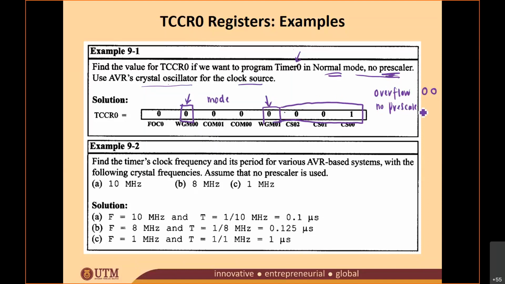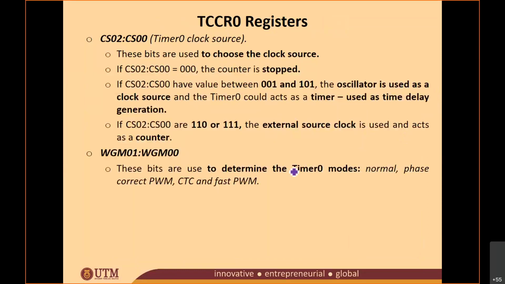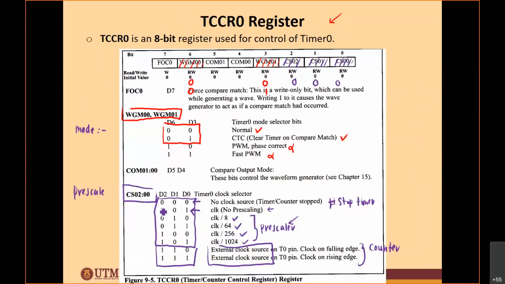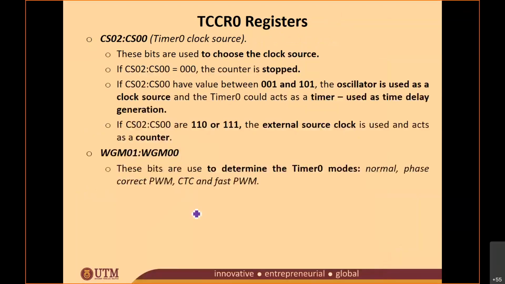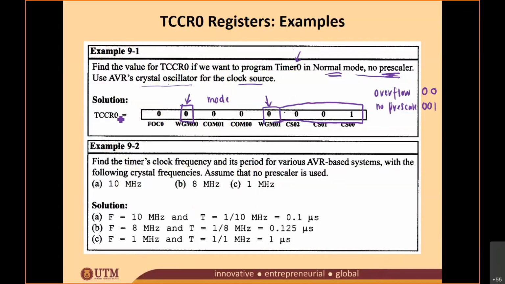The value that you're going to put is 0, 0, 1, according to this table here. Okay, 0, 0, 1, no prescale. So this is the value that you're going to put to your TCCR0. So how to write it in C programming? You just simply write TCCR0 equal to 0b00000001.